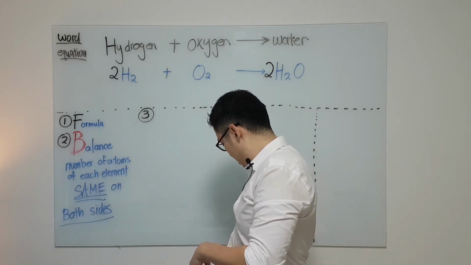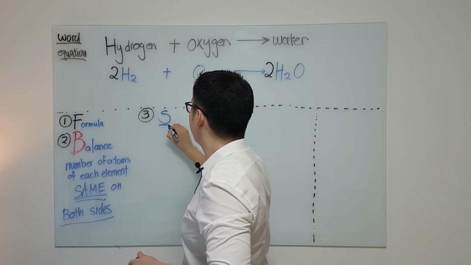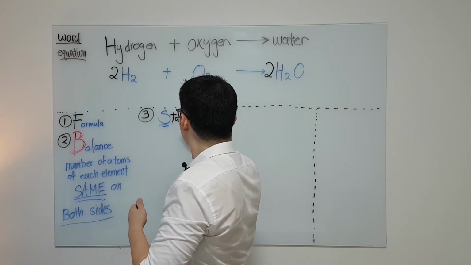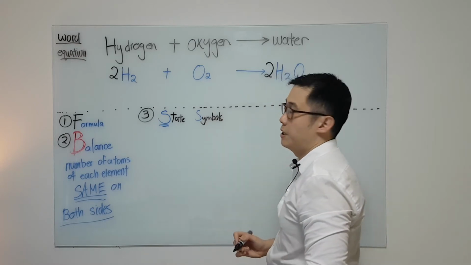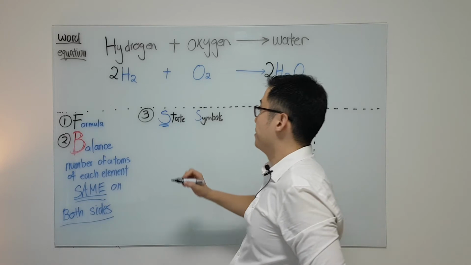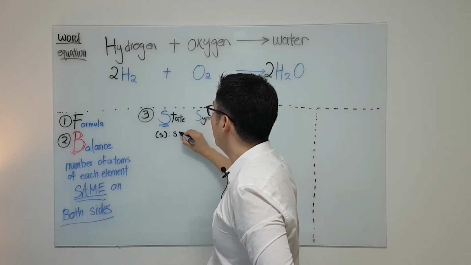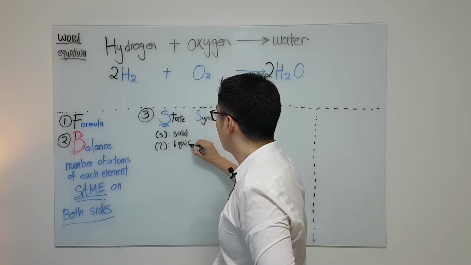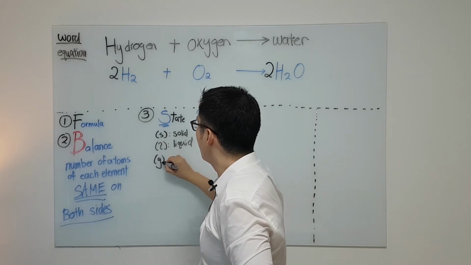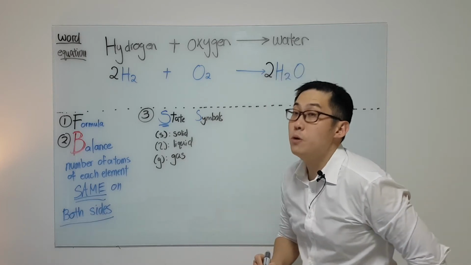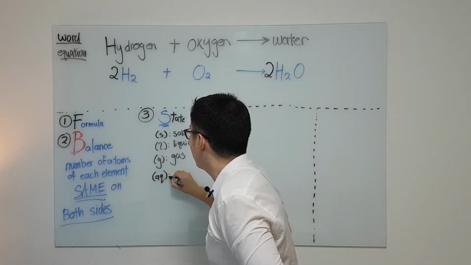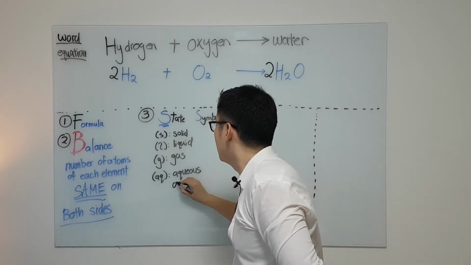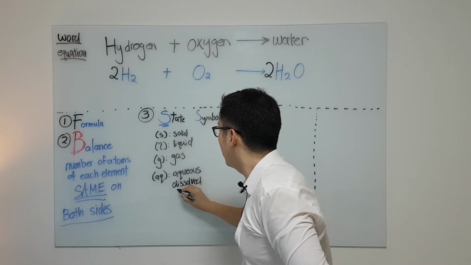The third step, students, is what we call the state symbols. Students, the state symbols tell us the states of individual reactants. We will put a bracket S to represent solid, a bracket L to represent liquid. We will use a bracket G to represent gas, and we will use a bracket AQ, which stands for aqueous. Aqueous means that a substance is dissolved in water.